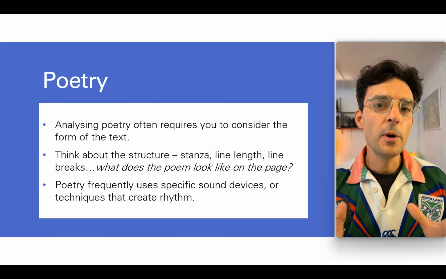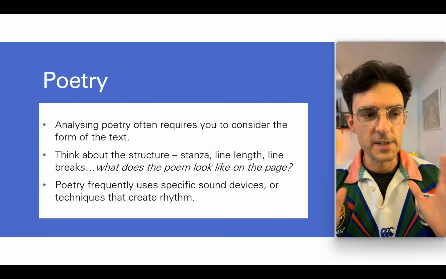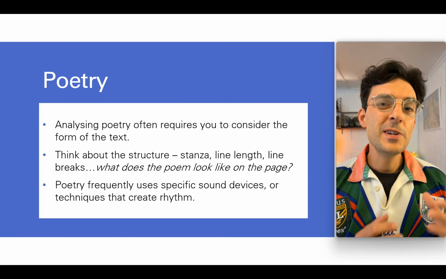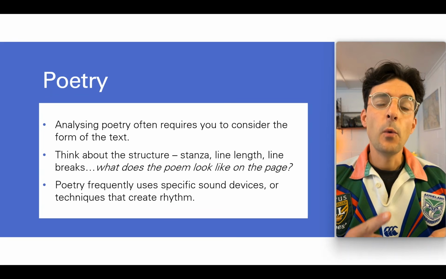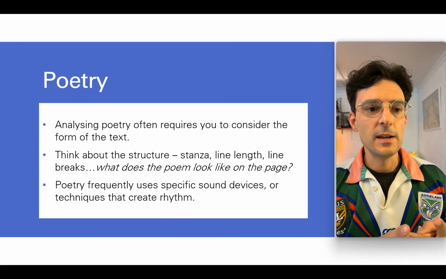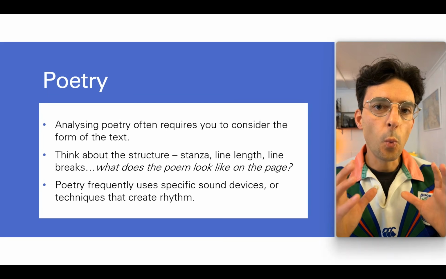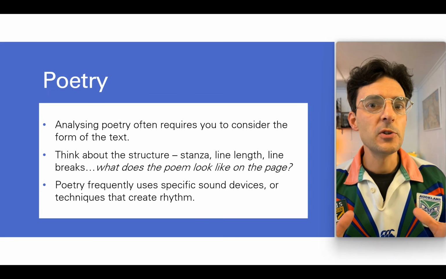When you get a poetry text, the first thing to be aware of is the form of the text. You need to think about the structure. You need to consider things like how many stanzas are we dealing with here? What is the length of the lines in the poetry? Are there line breaks? In other words, what does the poem look like on the page? This is a really good starting point.